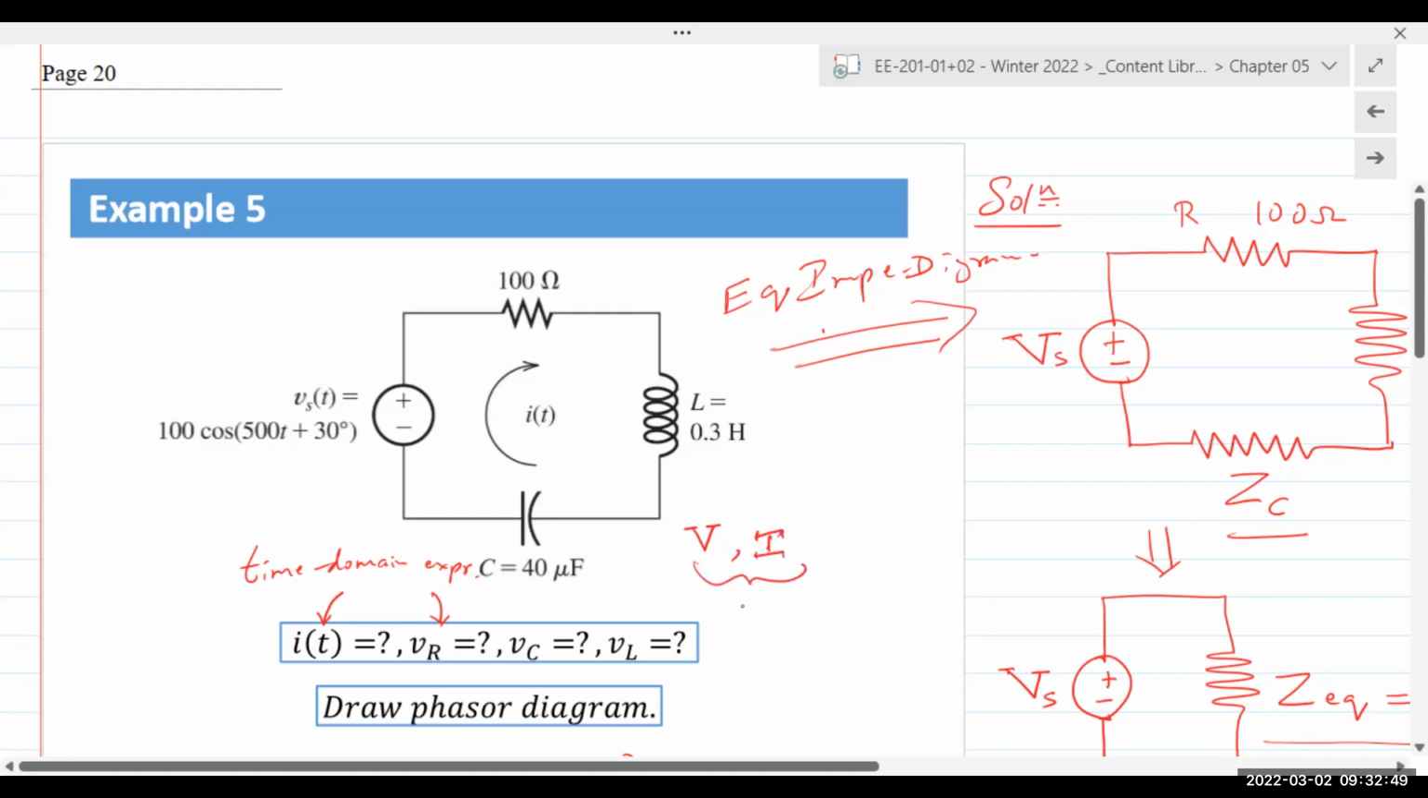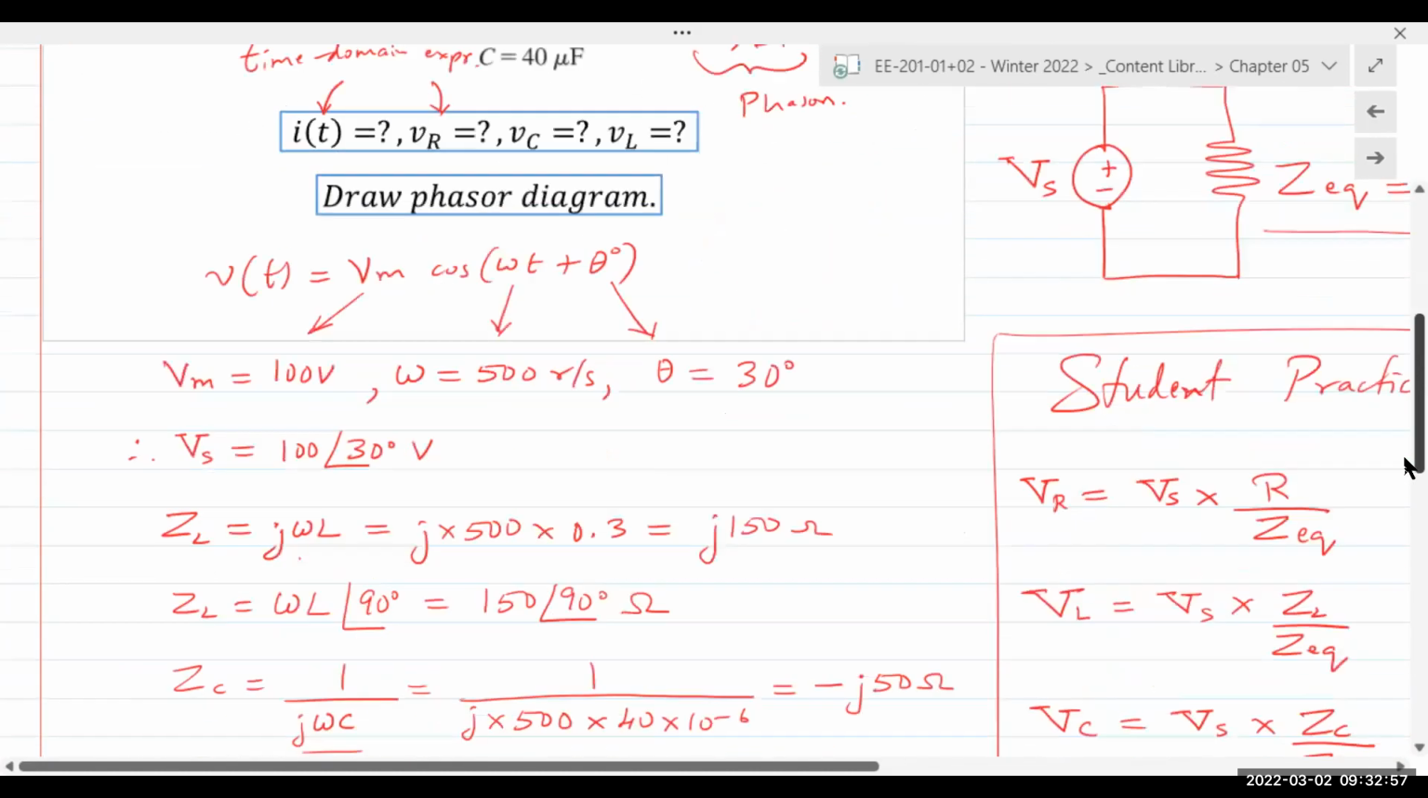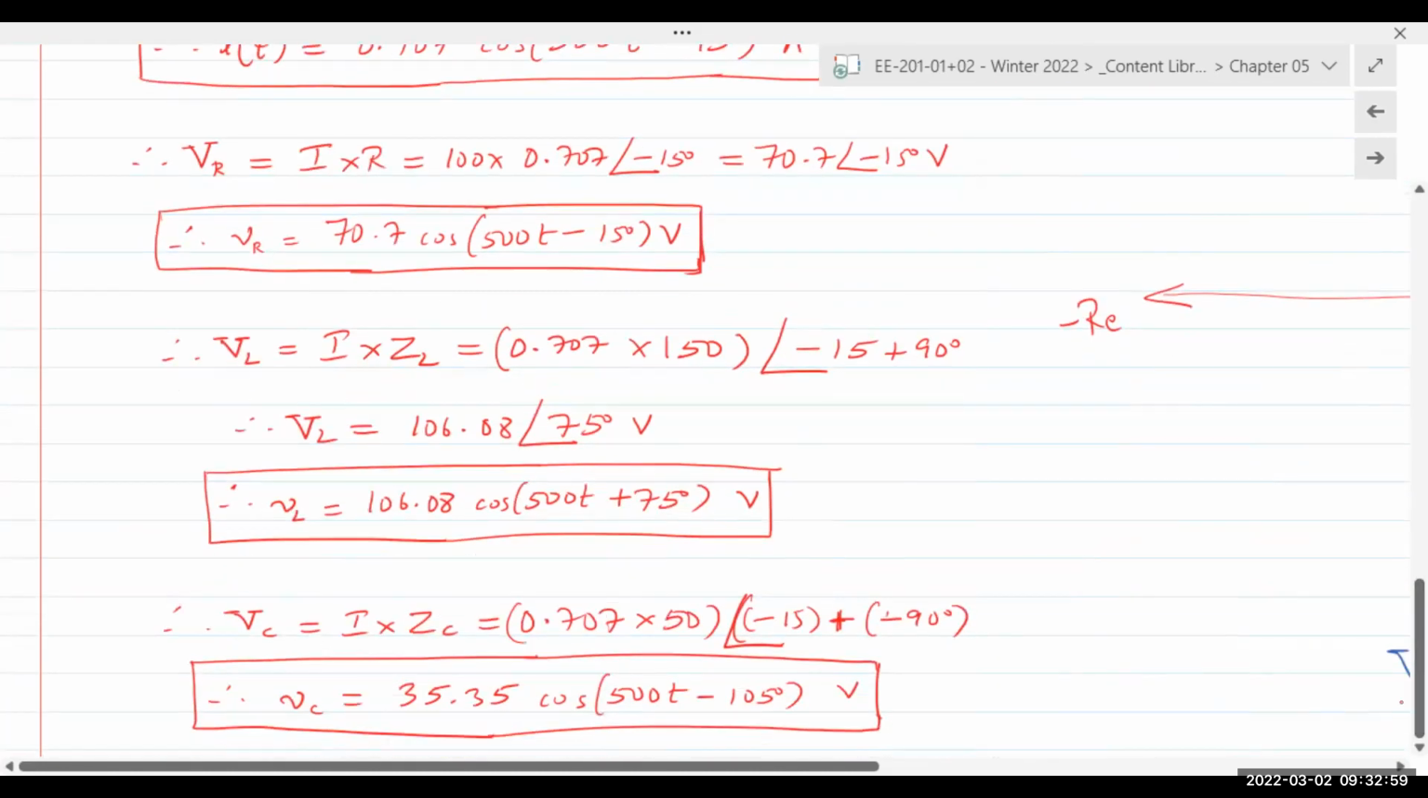So these would indicate they are asking for phasors. And the others are time domain expressions. So once we have I of t, we simply apply Ohm's law to each one of these quantities. VR would be I times R, VL is I times ZL, VC is I times ZC. You simply take I, multiply with the respective impedances, R, ZL, and ZC.